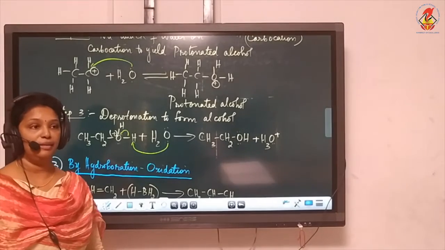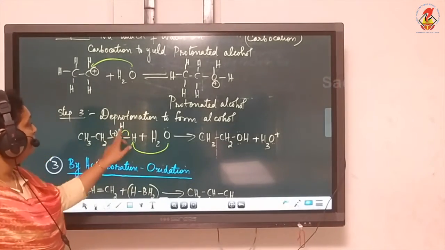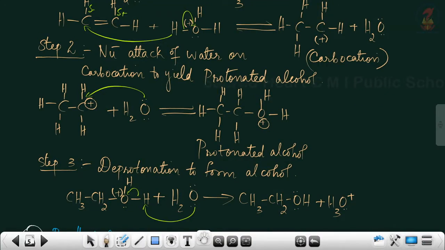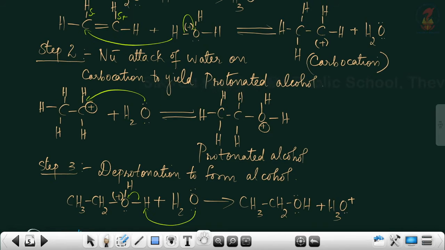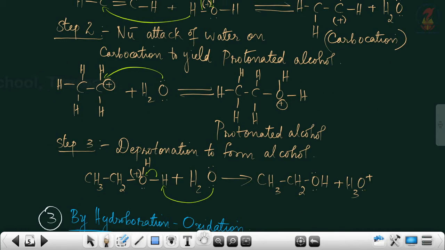So the mechanism for the acid catalyzed hydration of alkene takes place in 3 steps. The first step is the electrophilic attack of H3O plus on alkene to form a carbocation. Second step is the nucleophilic attack of water on carbocation to form a protonated alcohol. And third step is the deprotonation to form alcohol.